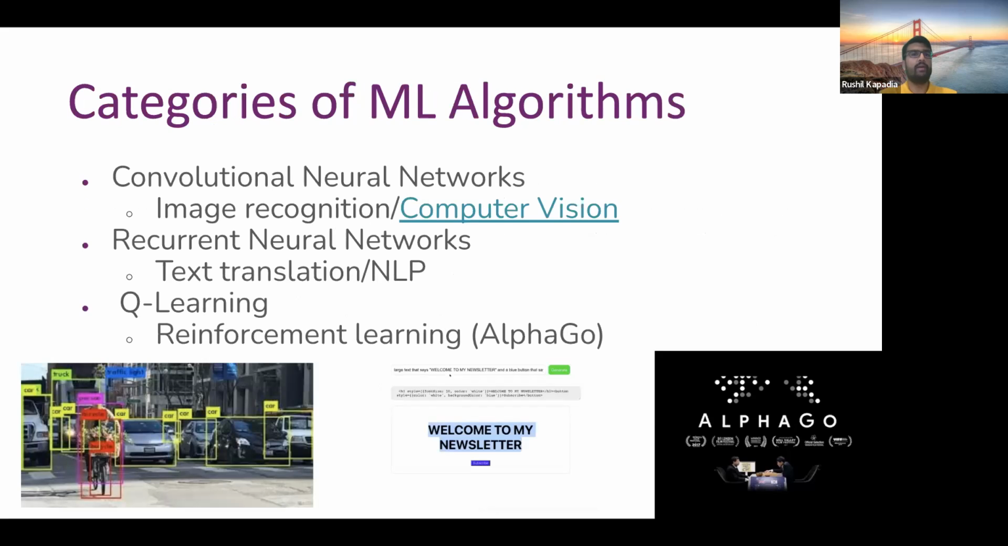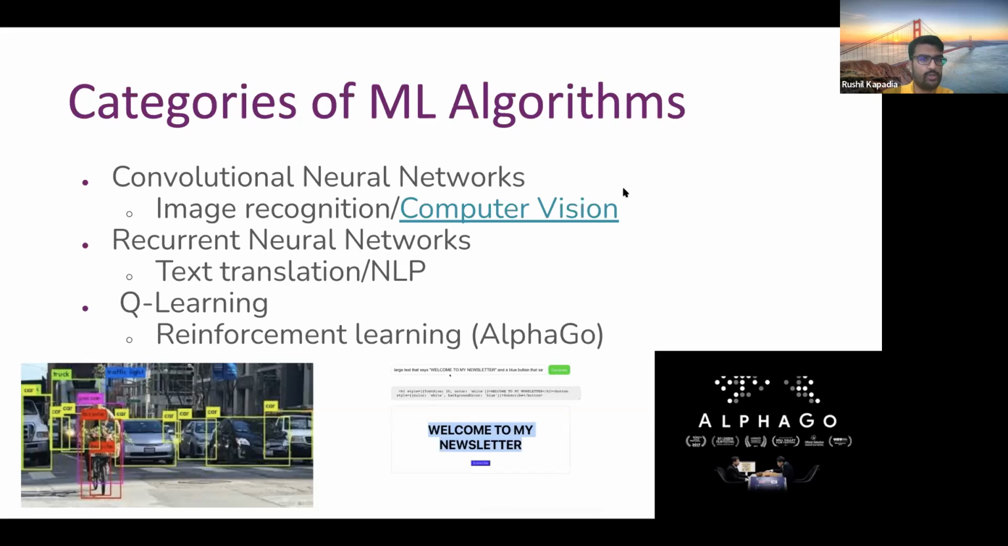So now we're going to talk about a few categories of machine learning. Now that we've covered all the math, let's take a step back and look at use cases and types of machine learning. So what can we use machine learning for, right? The three biggest ways it's used right now are these three here: convolutional neural networks, which are called CNNs, recurrent neural networks, which are called RNNs, and Q-learning.